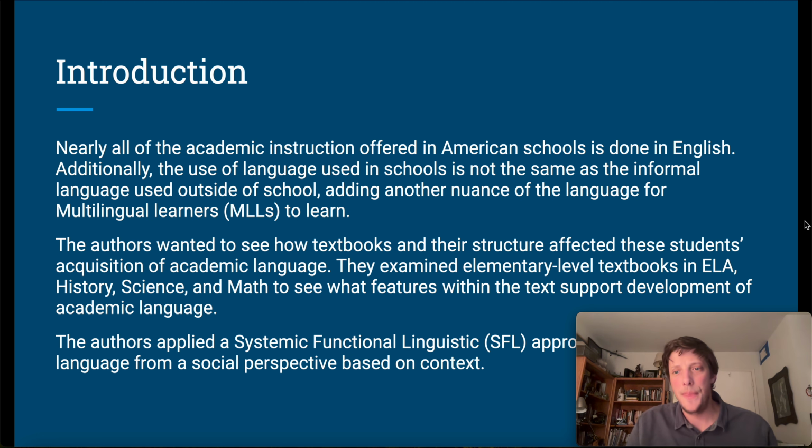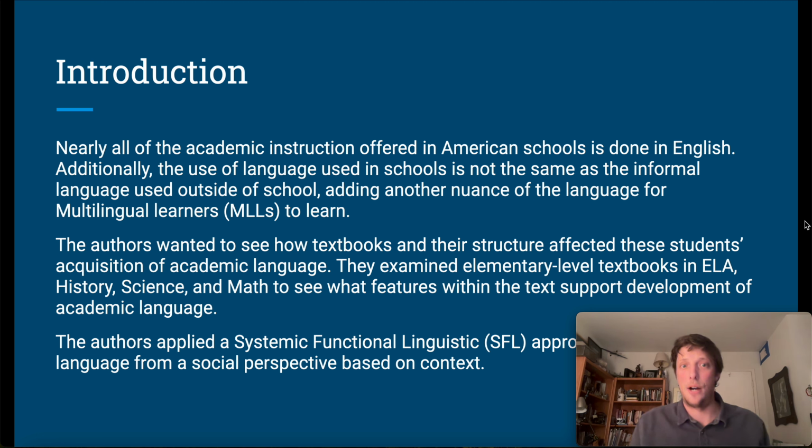The reason for this study is that almost all of the academic instruction in American public schools is done in English. And as we know, not everyone in American public schools speaks English at the same level. Additionally, the form of English that is commonly used in schools is not the same as the language that students are likely to encounter outside of schools. Interactions with their peers, the media, and most other conversations outside of an academic setting use a different form of English. This adds another wrinkle of the language for multilingual learners to learn.